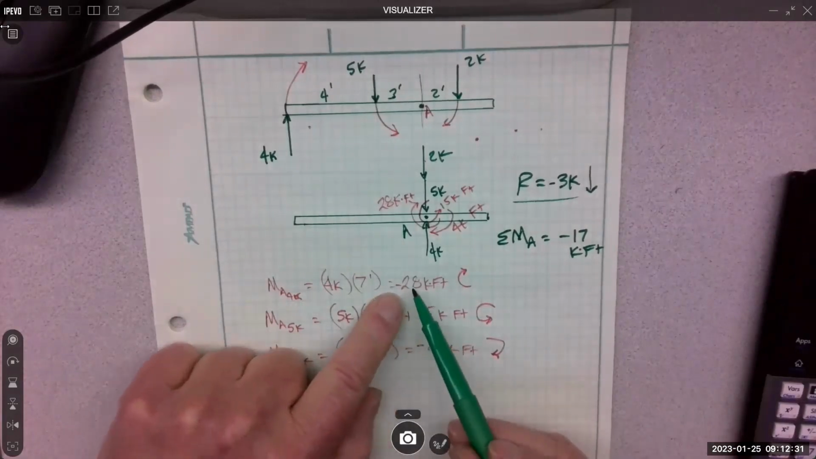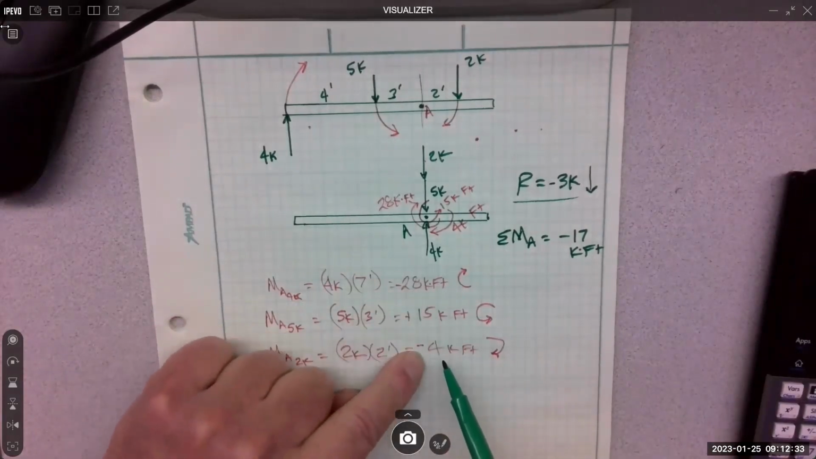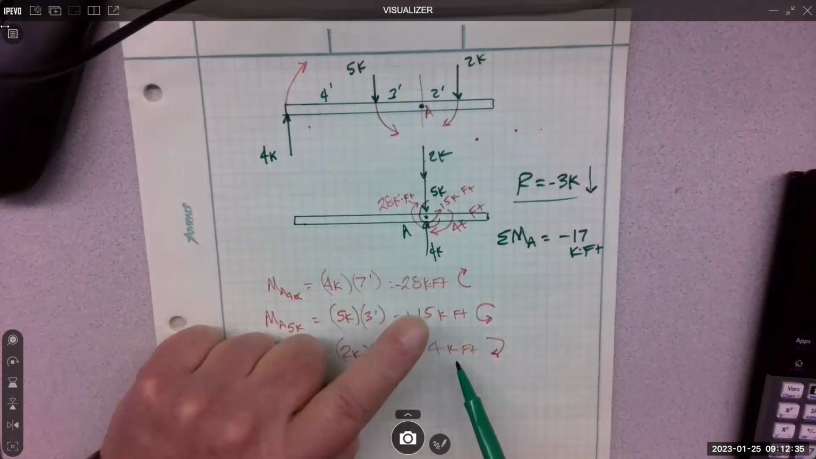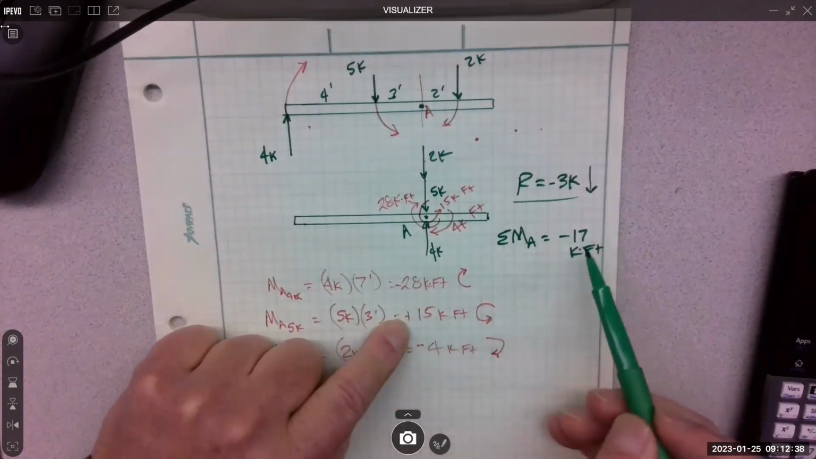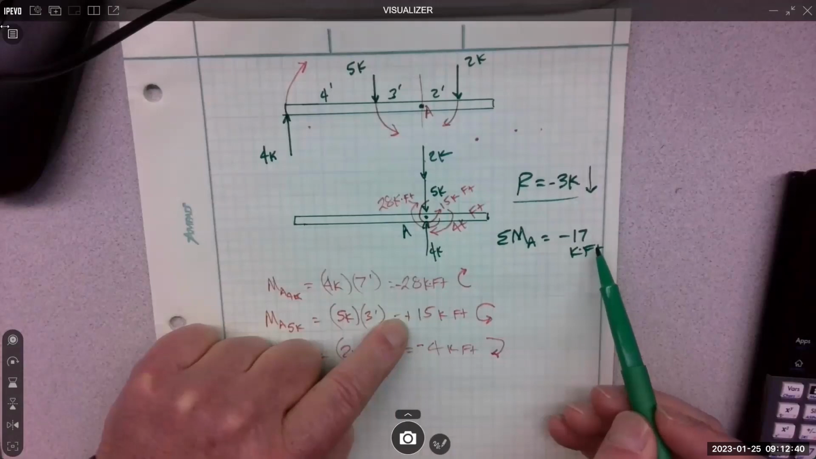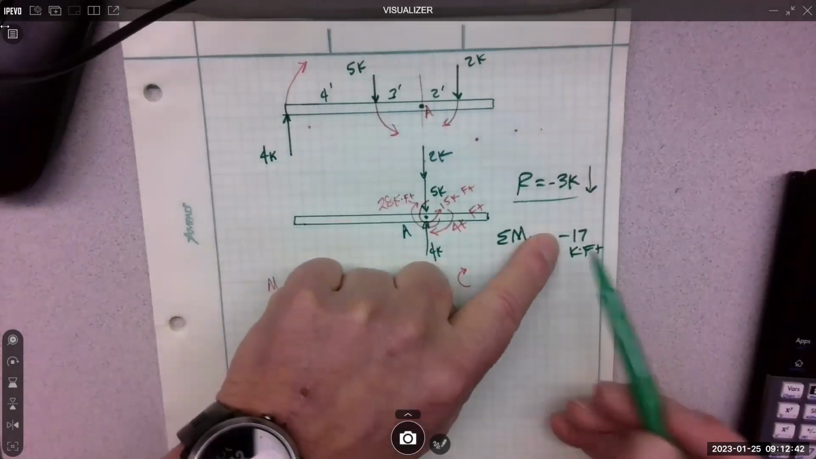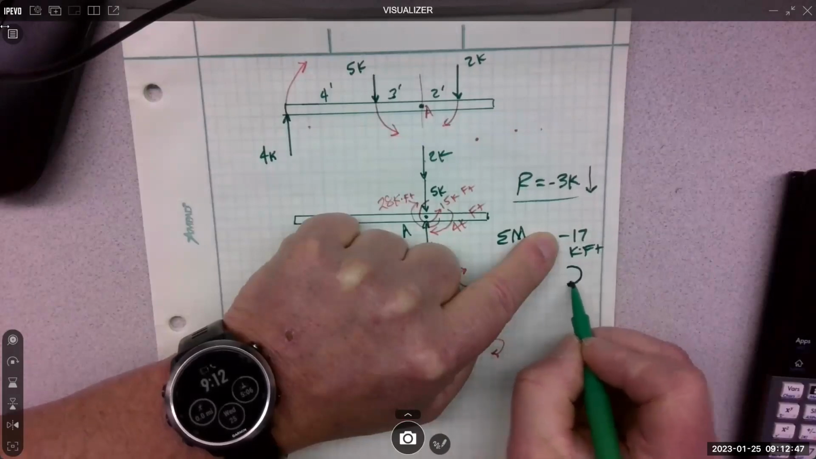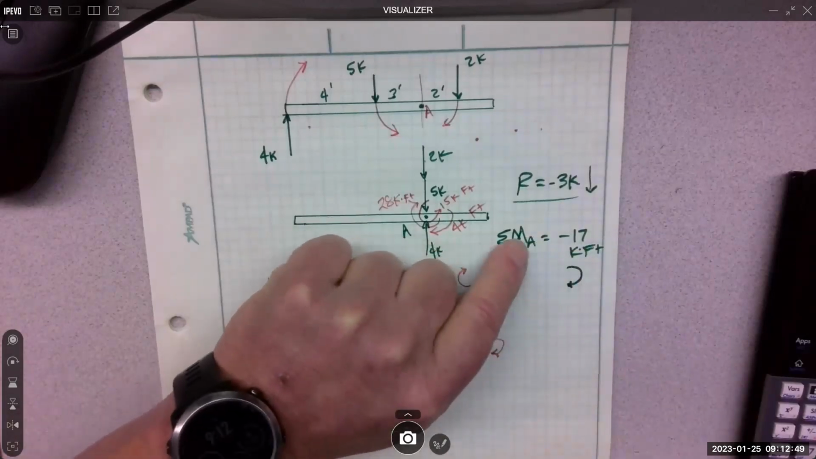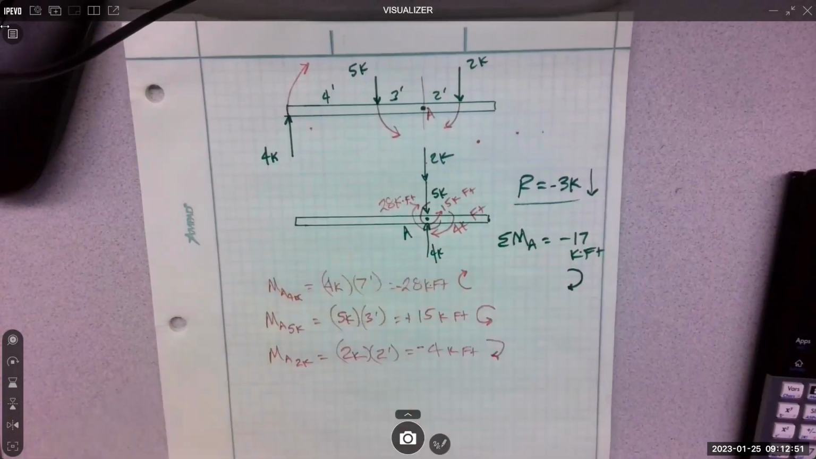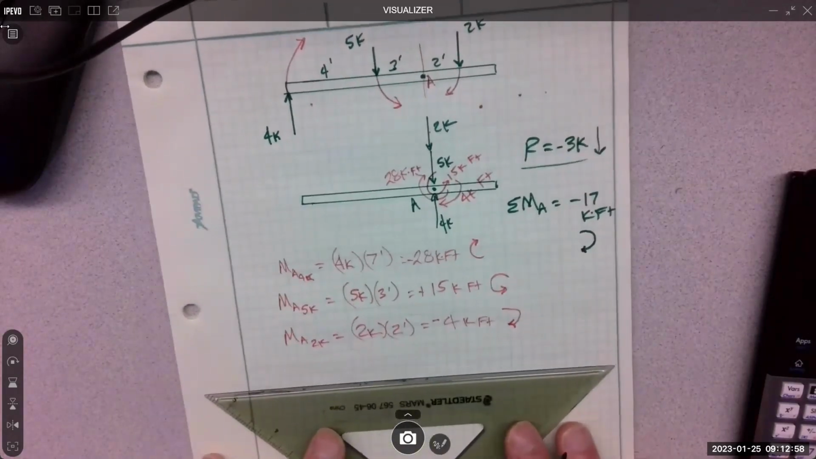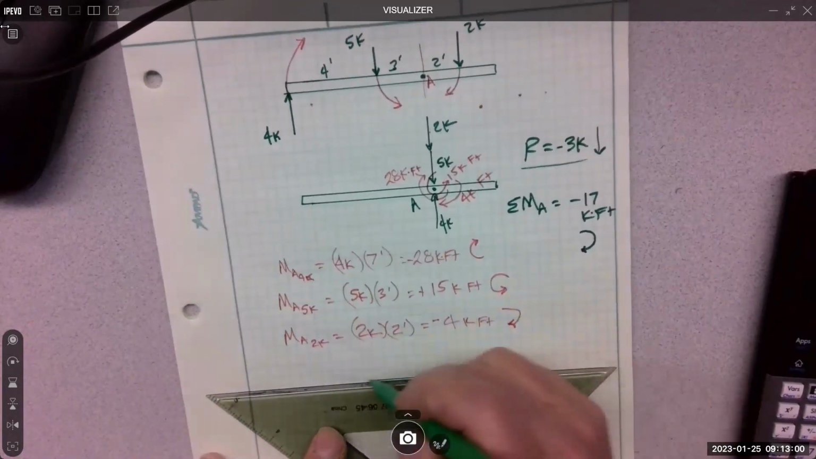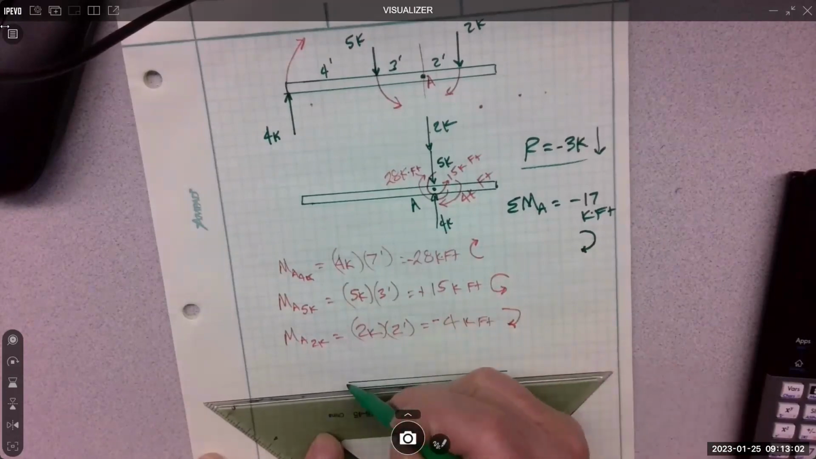So it's just -28 and -4 is -32, plus 15 takes it back to negative 17. And the negative, what's that mean? It just means it's clockwise. That means the rotation of the sum of the moments is clockwise, and that's what we have to create, is this clockwise rotation.